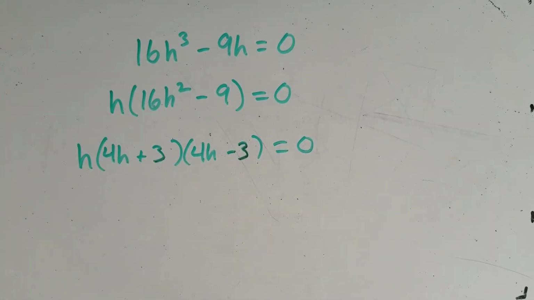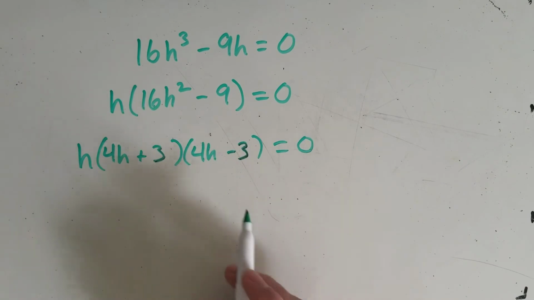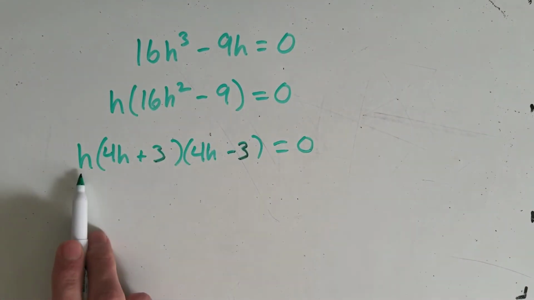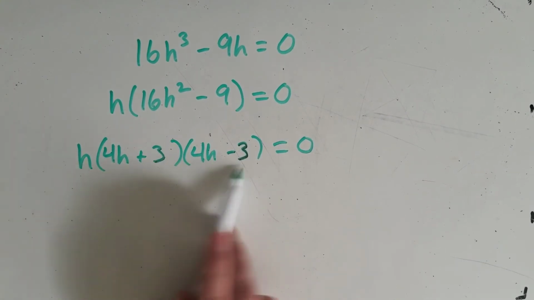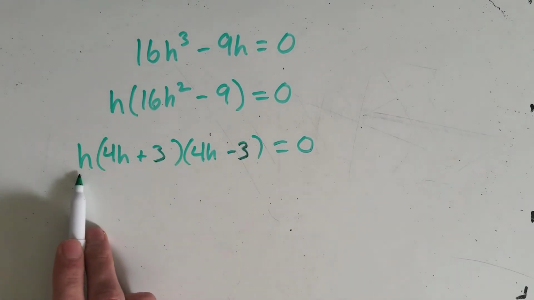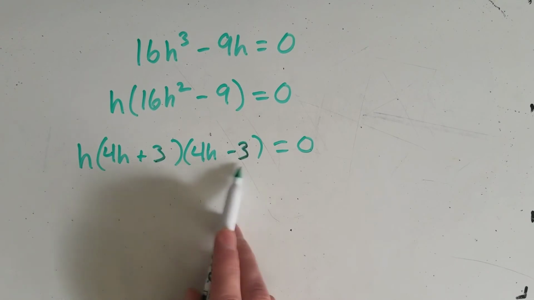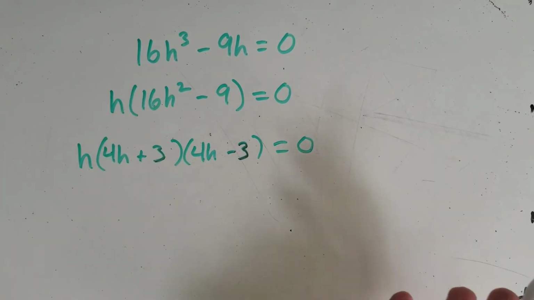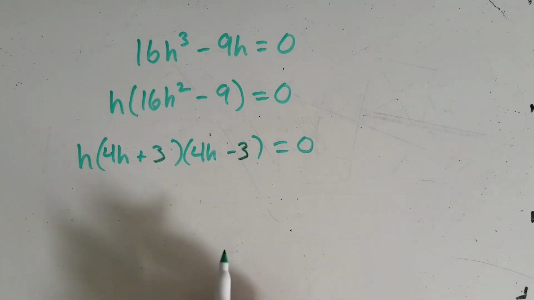Now this one's a little bit different than ones we've talked about. Instead of doing a times b equals 0, we have a times b times c equals 0. This monomial times this binomial times this binomial equals 0. So if any one of these 3 equals 0, then the whole product will equal 0.